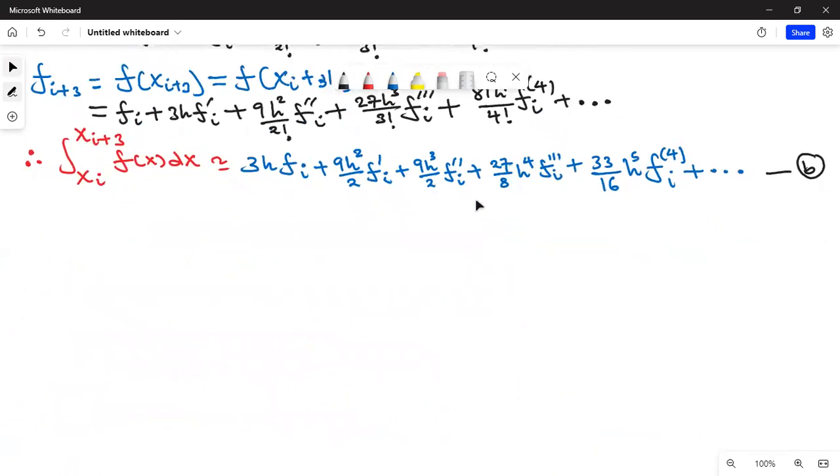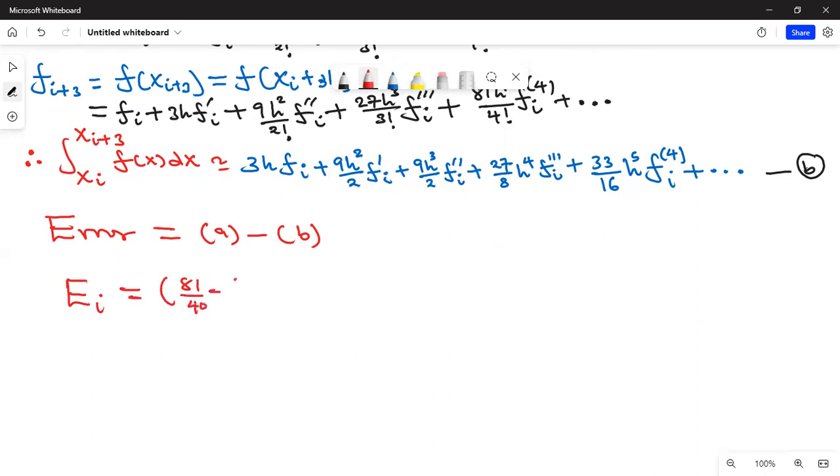So you can say that the error is equal to part A minus part B. The answer in A minus the answer in B. So the error we denote by E subscript i. So when you subtract, it will give us, of course, 81 over 40 minus 33 over 16.